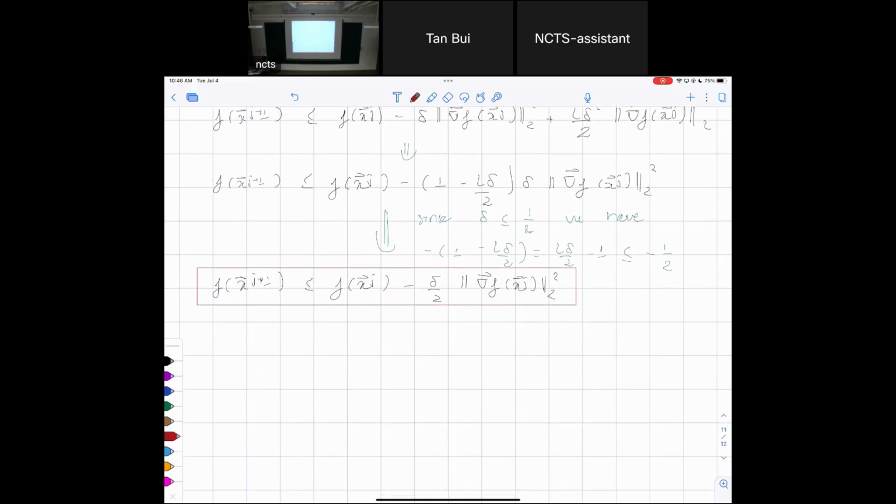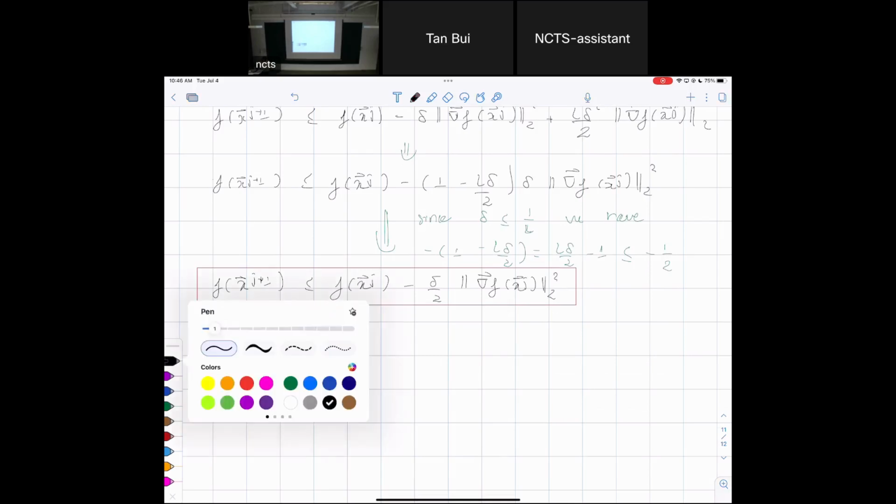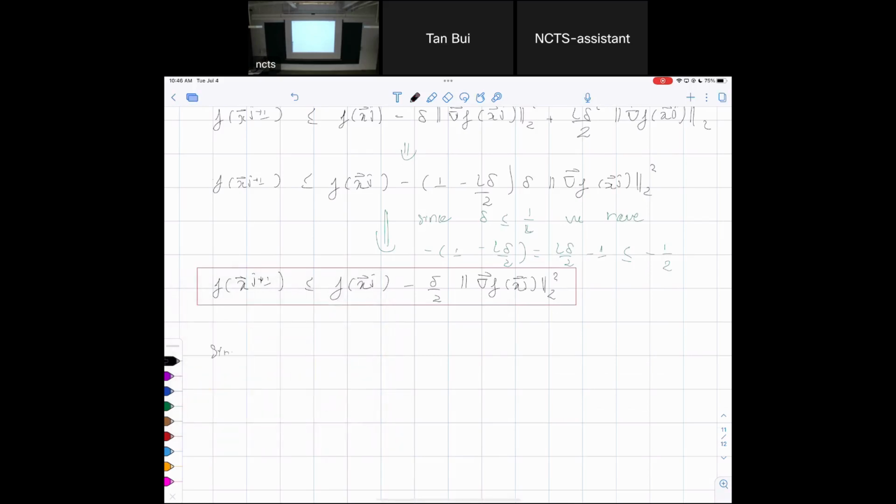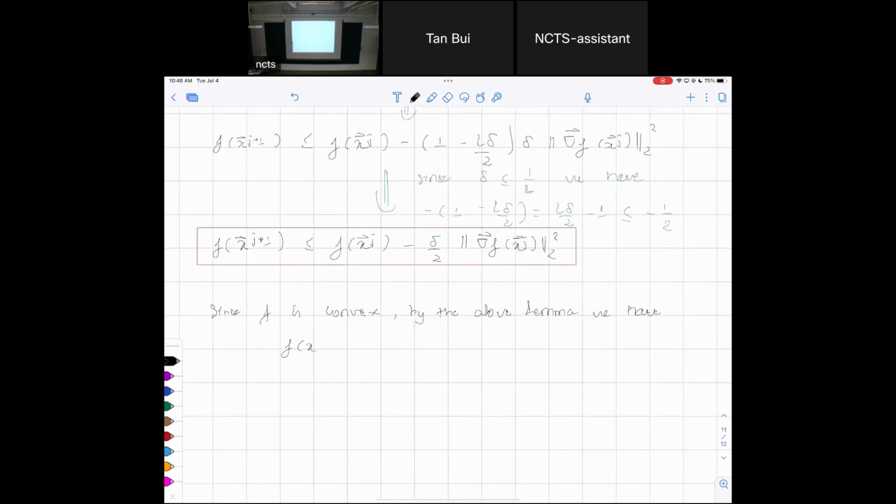Now, since f is convex, by the above lemma that we didn't prove, we have that f of x_j is less than or equal to f of x star plus the gradient of f of x_j dotted with x_j minus x star.